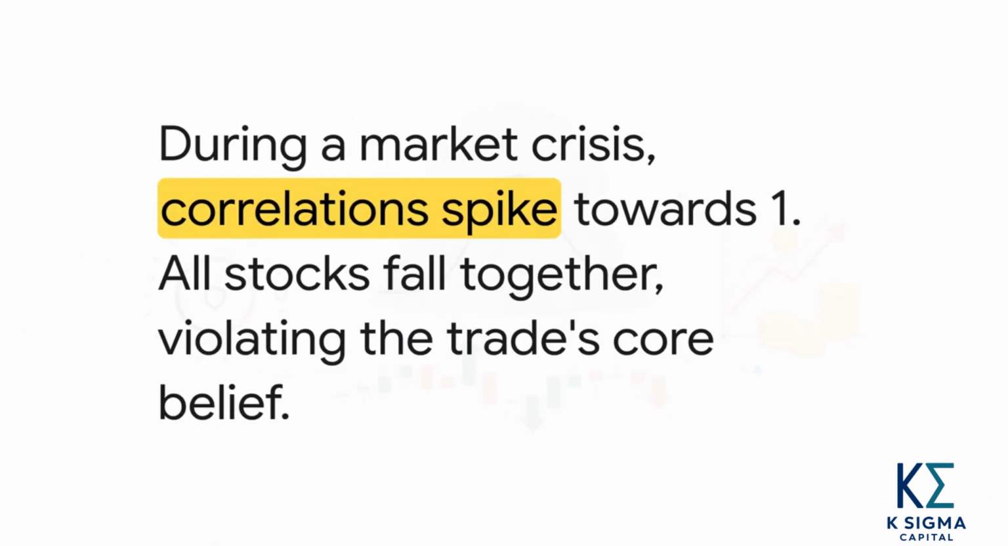So how does it all go so wrong? Well, that core belief the entire trade is built on, that stocks won't all move perfectly together, gets thrown right out the window during a crash. In a panic, correlation spikes towards 1. Everyone sells everything. Diversification just fails, and every single stock plummets in lockstep. The bet doesn't just lose, it blows up spectacularly.